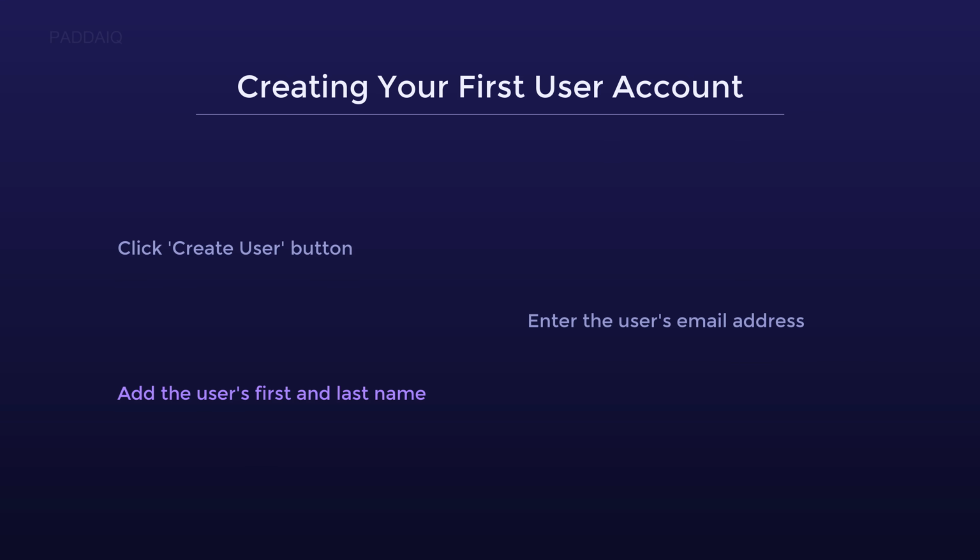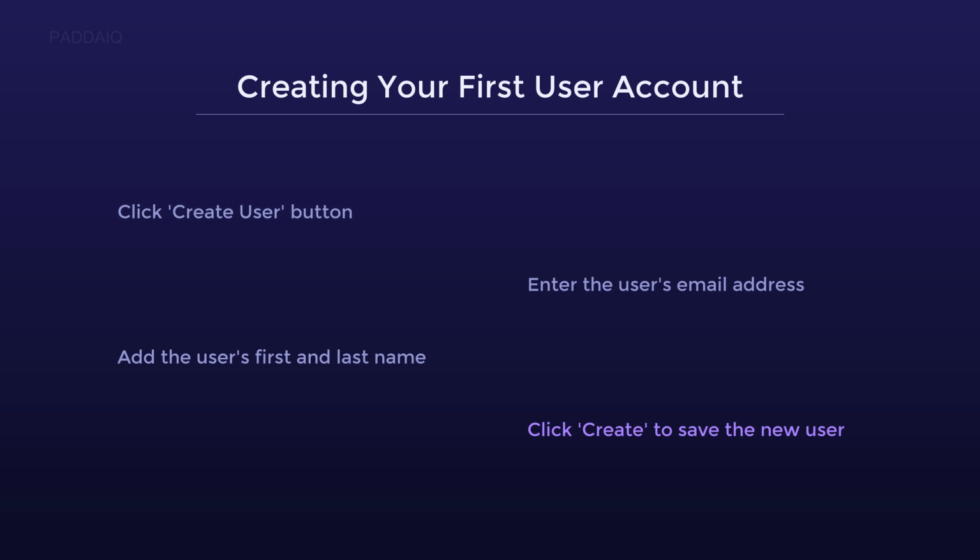Add the user's first and last name. This means you must enter the individual's personal names exactly as they are officially recorded. For example, if the person is John Smith, you would type John in the first name field and Smith in the last name field. This ensures the system accurately identifies each unique user.